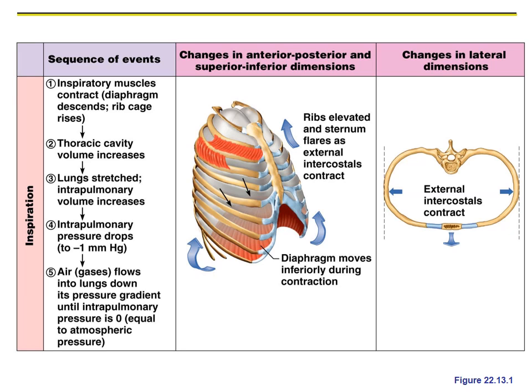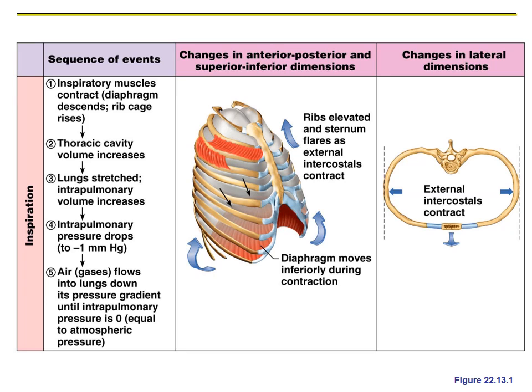Volumes. As your alveoli are pulled up and out, their volume is increased. This is the intrapulmonary volume. So the diaphragm and external intercostals elevate the rib cage, causing an increase in intrapleural and intrapulmonary volumes.